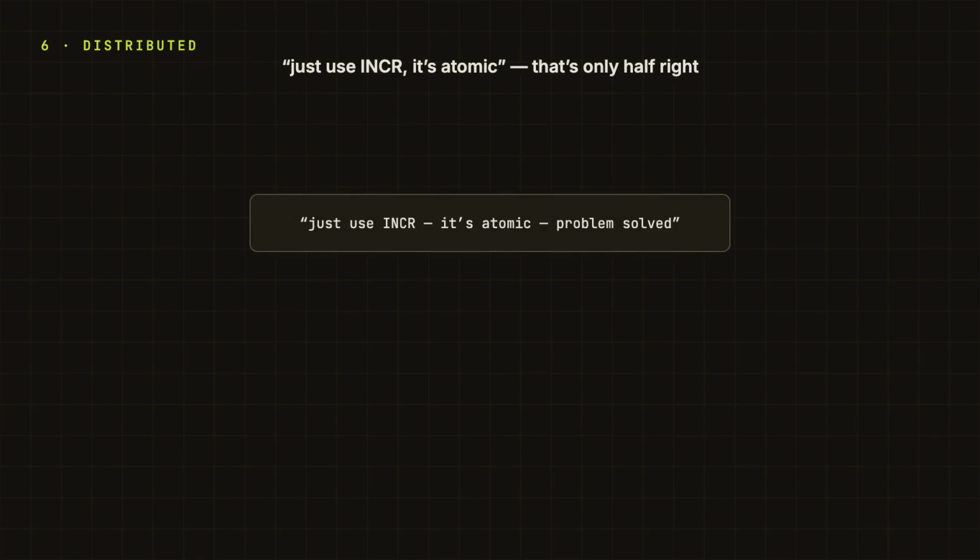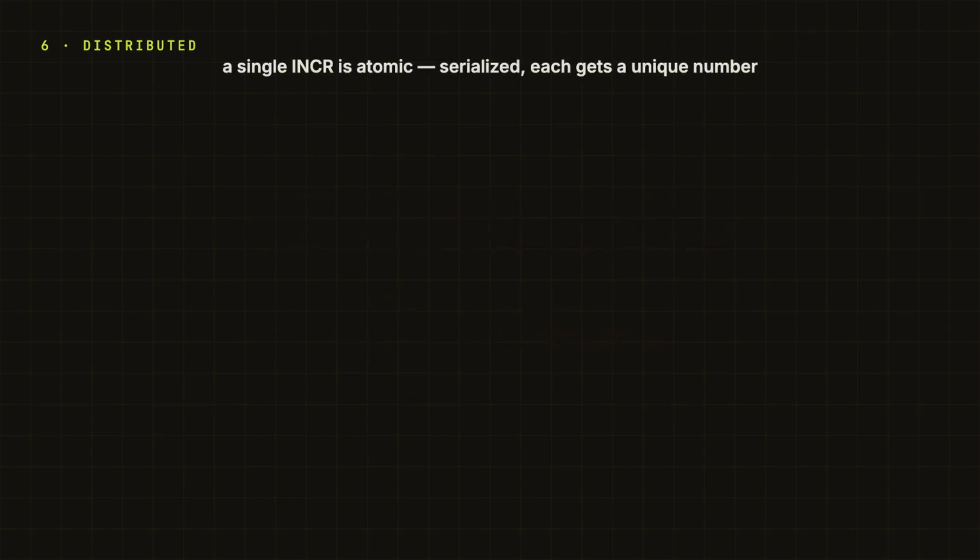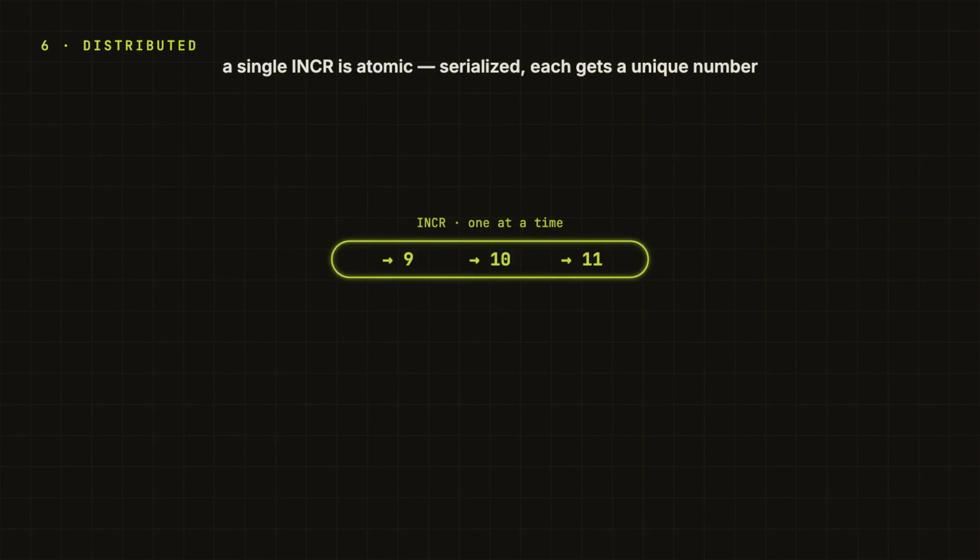Now you will hear people say just use the Redis INCR command. It's atomic, problem solved. And that's right for a plain counter, and wrong the moment your logic is anything more than that. Worth being precise about, because this is the thing most explanations smear together. A single INCR is atomic. Redis runs them one at a time and hands each caller its own unique number. So if your whole check is just that one INCR, you genuinely don't have the race.